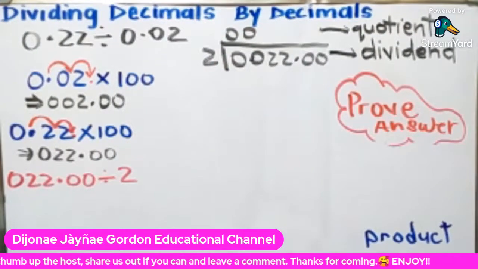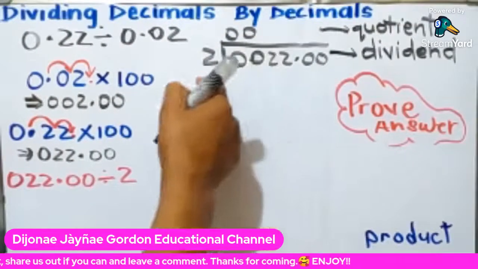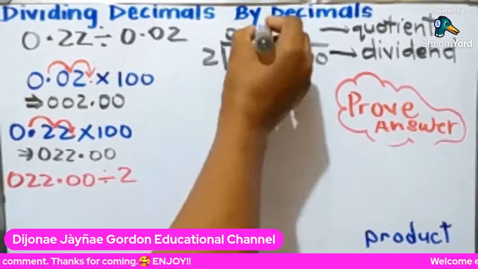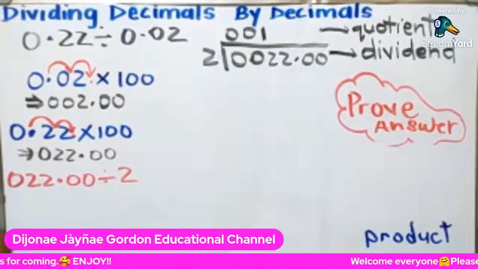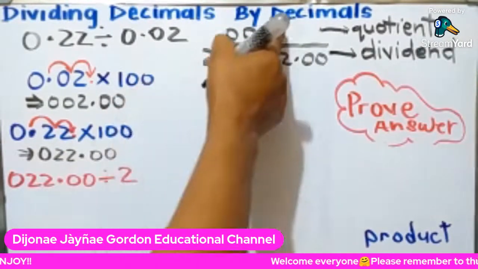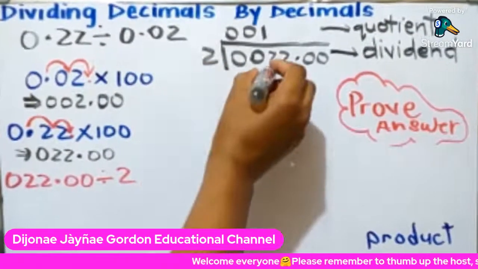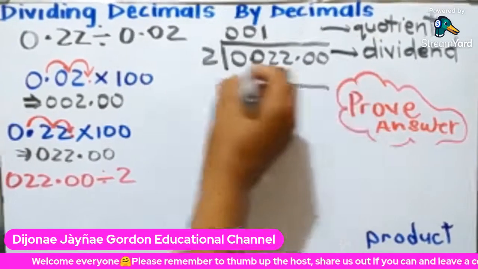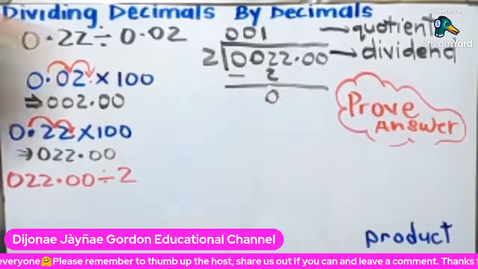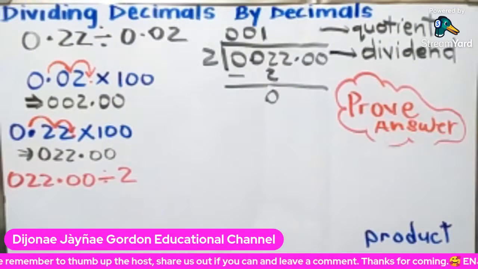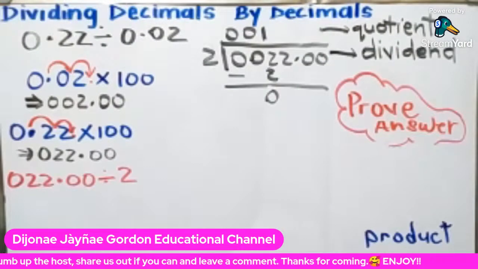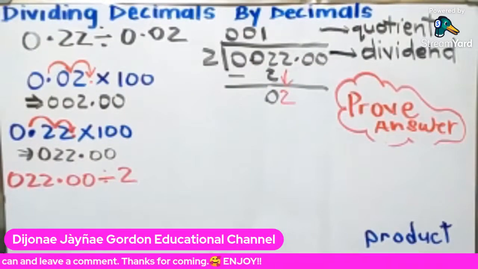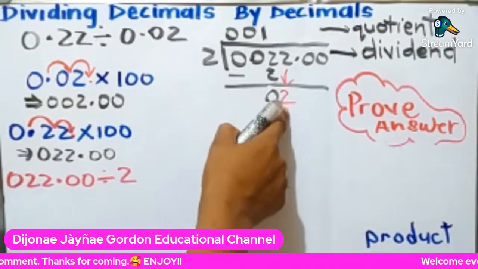So we're going to take the next digit that is in line, which is 2, and ask, how many groups of 2's can we get from this 2? We can only get one group of 2's. We take this 1, multiply it by 2, and get 2. We take away, and we have 0 left. We look to see what is in line, which is numeral 2, and bring it right down.